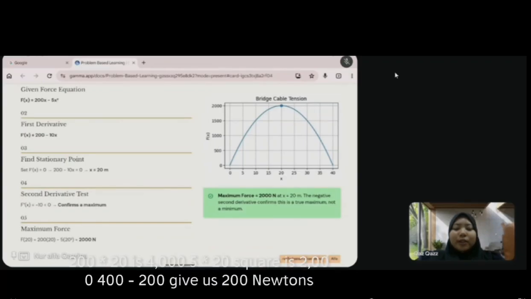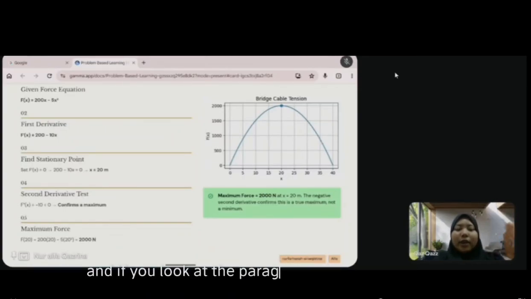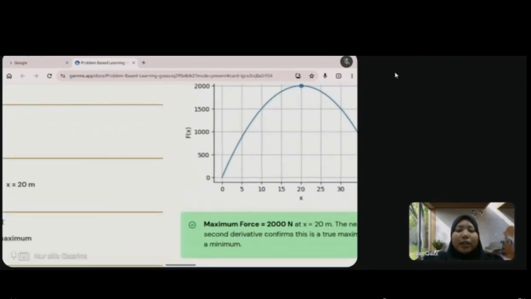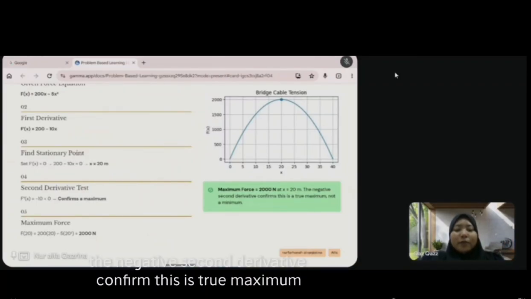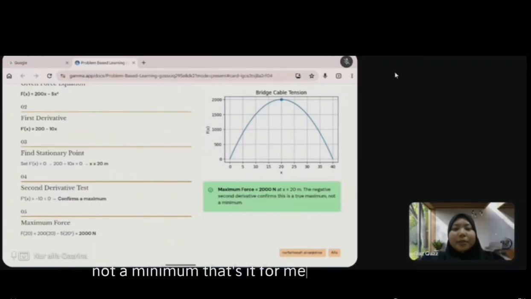200 times 20 is 4000. 5 times 20 squared is 2000. 4000 minus 2000 gives us 2000 newtons. And if you look at the graph, the curve peaks right here at x equals 20. That's our maximum force. So our maximum force is 2000 newtons at x equals 20 meters, and the negative second derivative confirms this is a true maximum, not a minimum. That's it for me. Thank you.